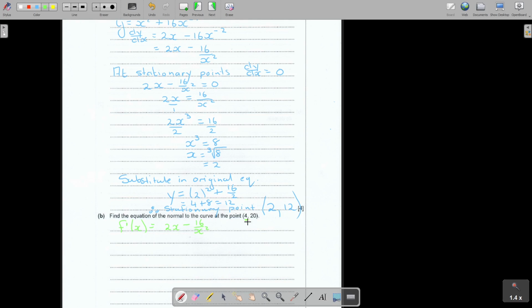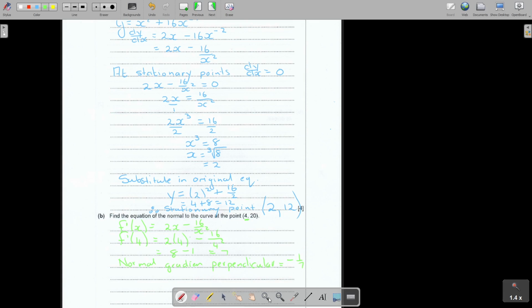Now, if it's at this point, I take the x value, so to find the gradient, and I substitute the 4. And if I substitute the 4, I'm getting 8. Now, this is minus 16 over 16, so 1. So I'm getting 7. So if it's a normal, the gradient is going to be perpendicular. And that's going to be negative 1 over 7.